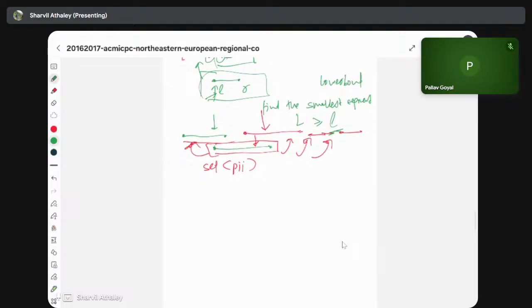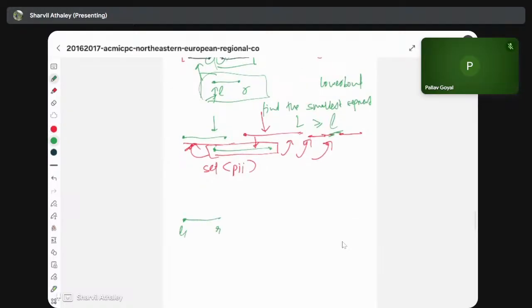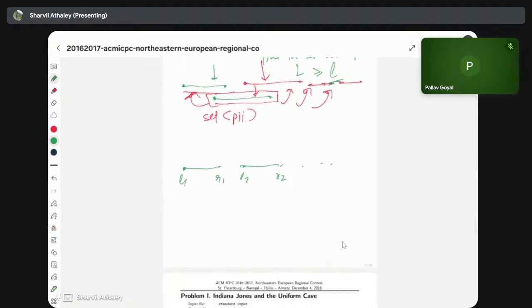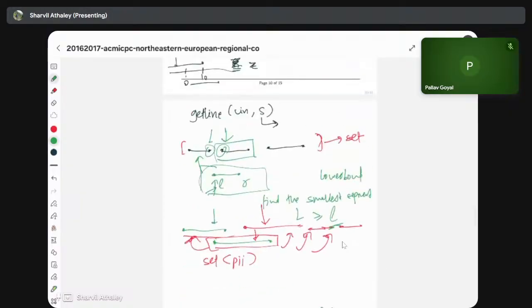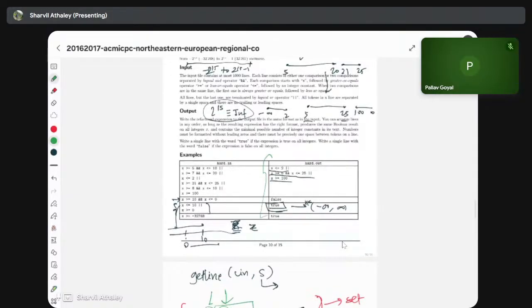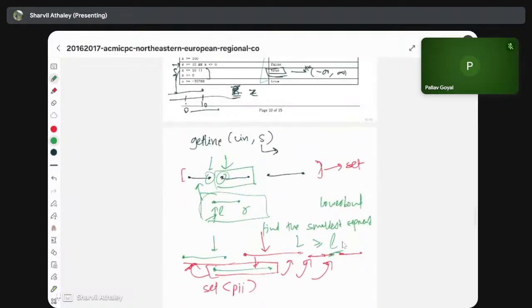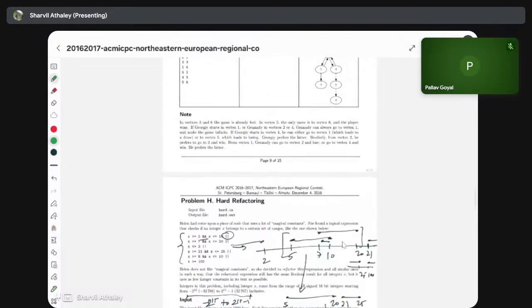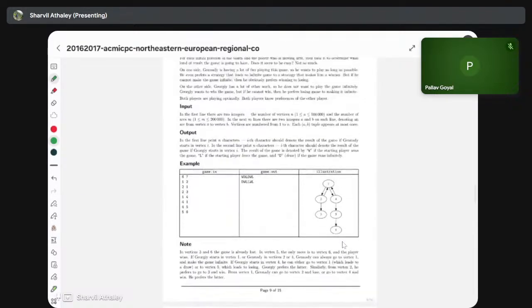And finally at the end you'll have some sort of disjoint segments. It will be L1 to R1, L2 to R2, and so on. And what we'll be printing is x less than or equal to R1 and greater than or equal to L1, or x less than or equal to R2 and greater than or equal to L2, or and so on. So this is what the output was expected. Yeah. So this was problem number H. Now let's move on to the next problem.